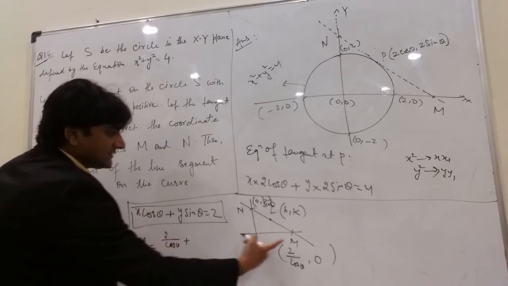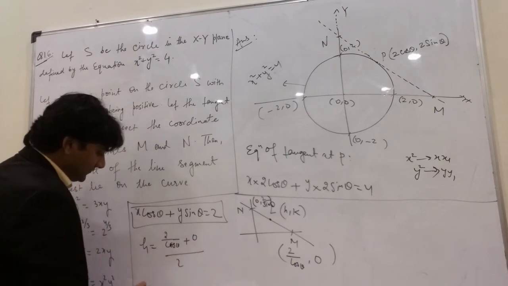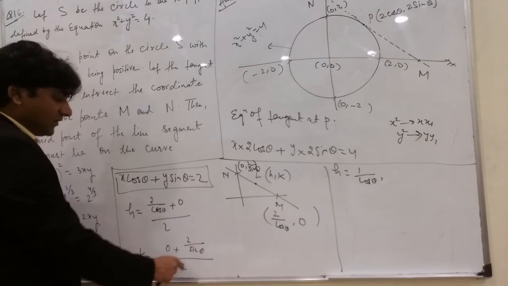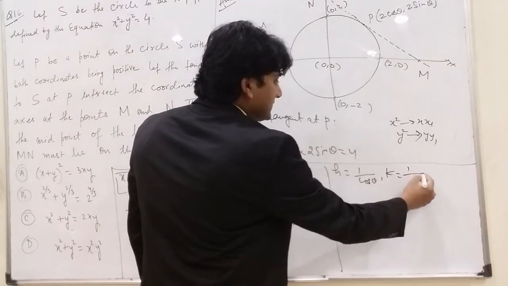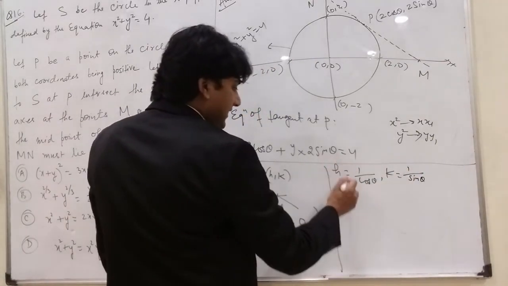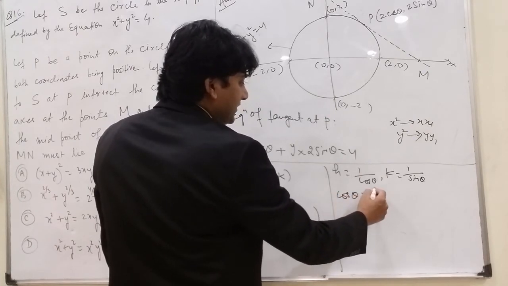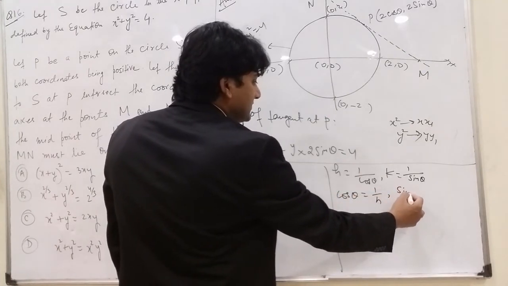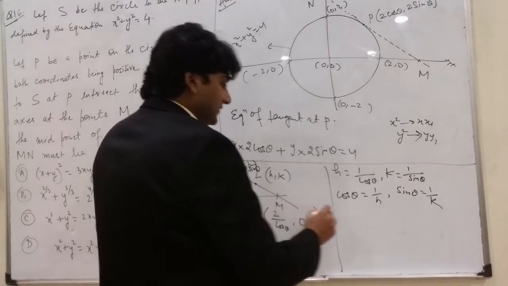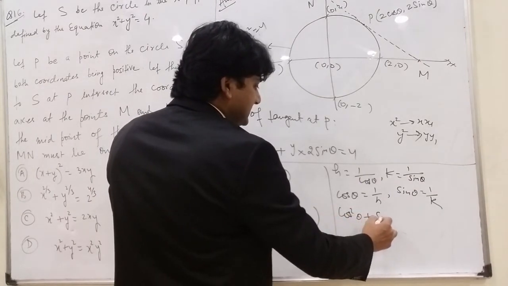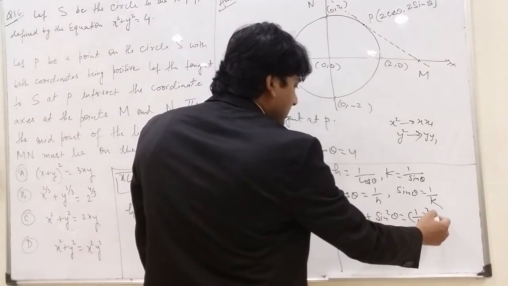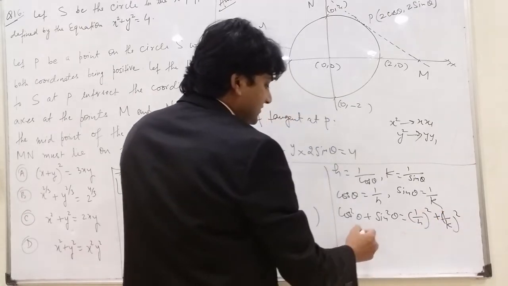2 over cos theta plus this plus 0 over 2, and k would be this 2 and this 2 we can cancel, so k equals 1 over sin theta. Then cos theta we can write over here. This is cos theta equals 1 over h, and here sin theta equals 1 over k. Now I will square both sides and add. So this would be cos square theta plus sin square theta equals 1 over h whole square plus 1 over k whole square, right? So this is 1.